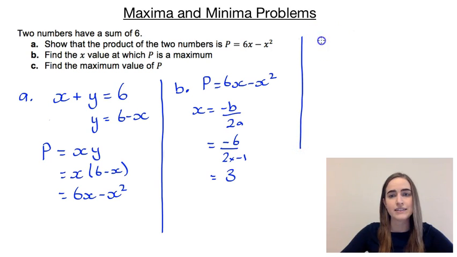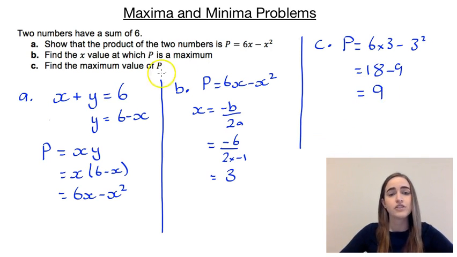All right, then for part C, it asks us to find the maximum value of p. So we know that occurs when x is equal to 3. So we're going to substitute 3 back into this equation. So we're going to have p is equal to 6 times 3 minus 3 squared, which is 18 minus 9, which will just be 9. So the maximum value of p is 9, and it occurs when x is equal to 3.